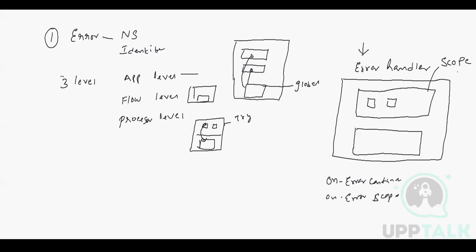We don't define error handling logic directly in the error handler. Rather, we define it inside the scope. That is the first point you need to remember. This box I'm highlighting is the error handler. I can't define directly over here, I can't put a logger.